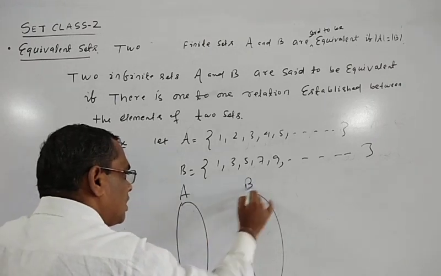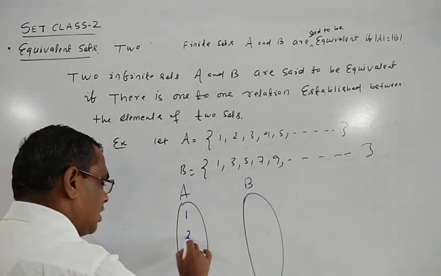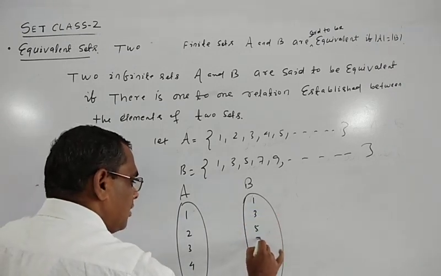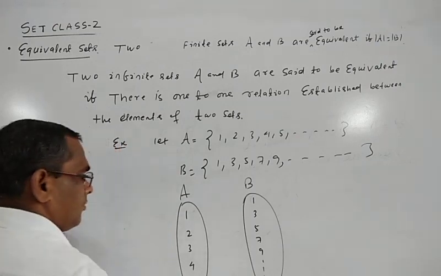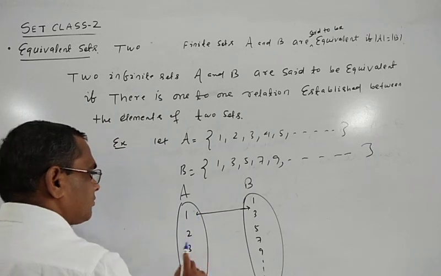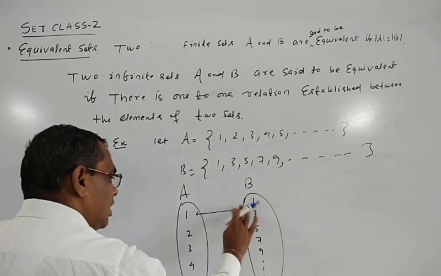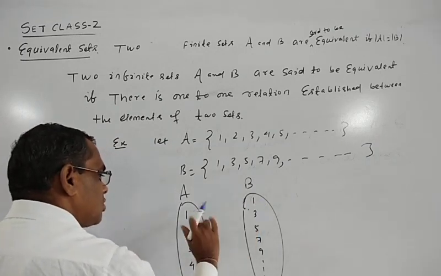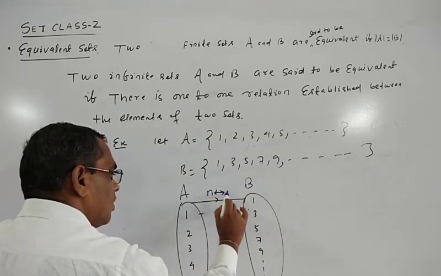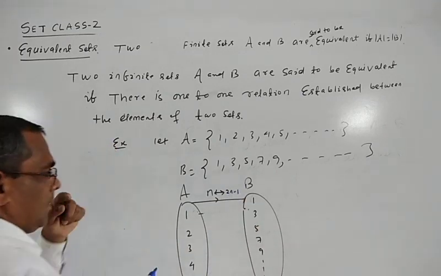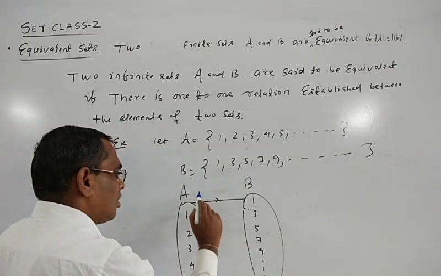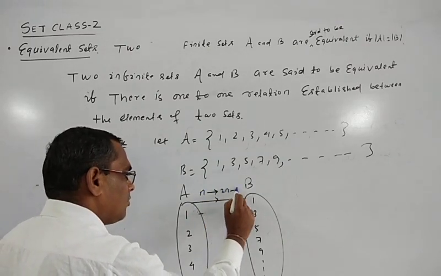Okay. So what is the one-to-one relation established? Here 1, 2, 3, 4 like that, and here 1, 3, 5, 7, 9. So the relation is that n is related to 2n minus 1, or n goes to 2n minus 1.